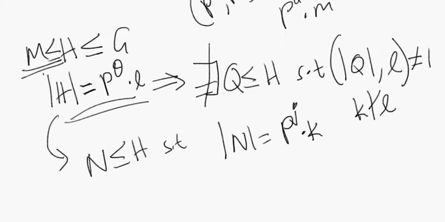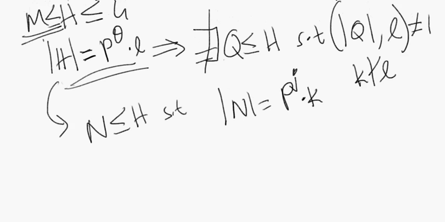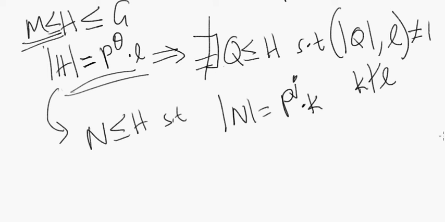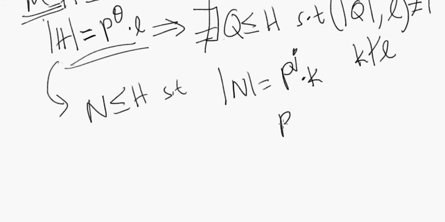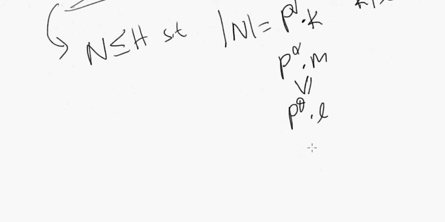So if this is the case, we're just reducing powers. We started from P to the alpha times M, then we found a subgroup of order P to the theta times L. And then we found another subgroup of order P to the J times some K, and then we just kept going on, right?